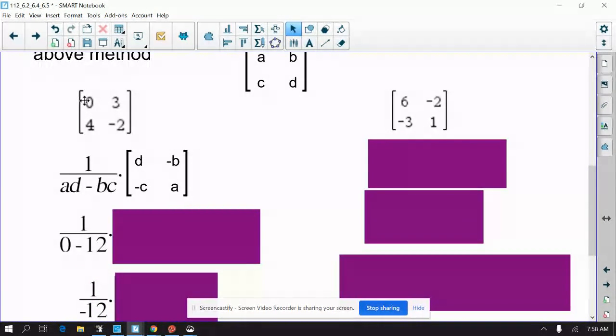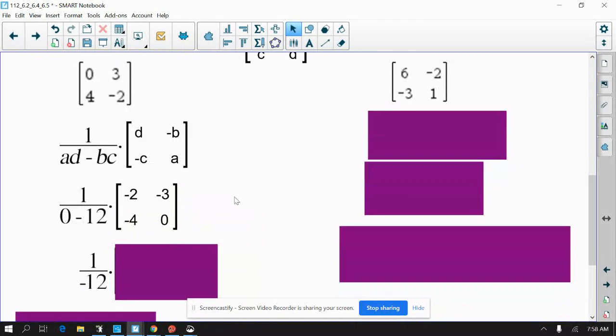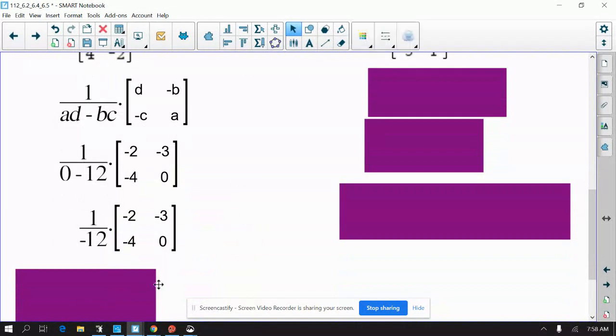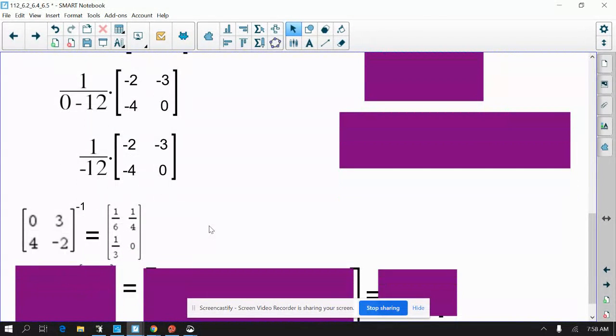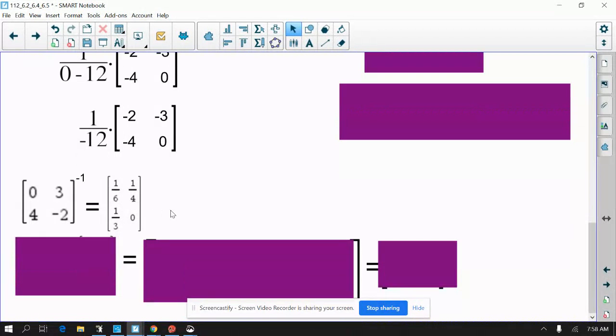But then the matrix gets mixed around. So this is A, this is D. These two get switched, and 3 and 4 become opposites. And I multiply everything through, and I get negative 1/12 times negative 2 is positive a sixth. Negative 1/12 times negative 3 is this, and so on. So this is the inverse of this matrix. And here's the symbol. You raise it to the negative first.